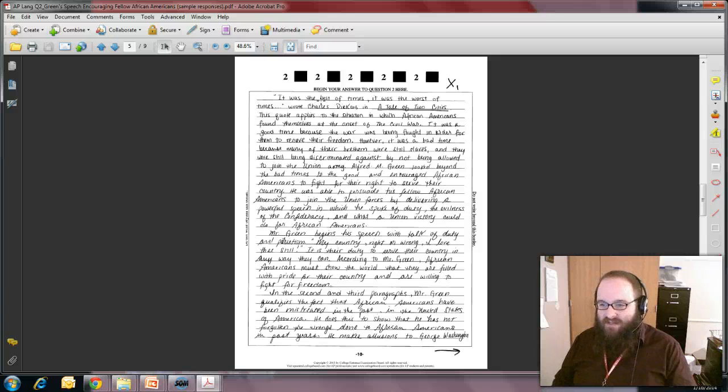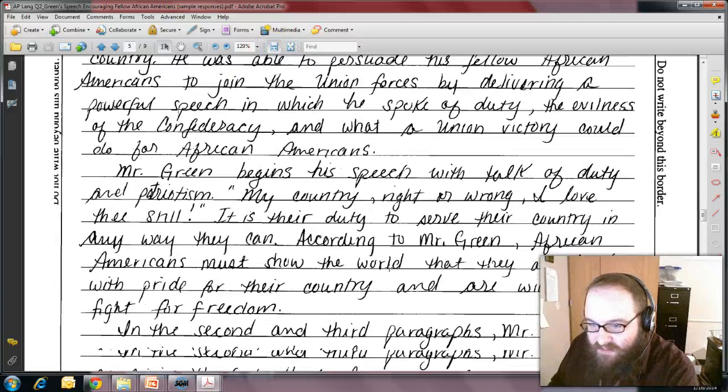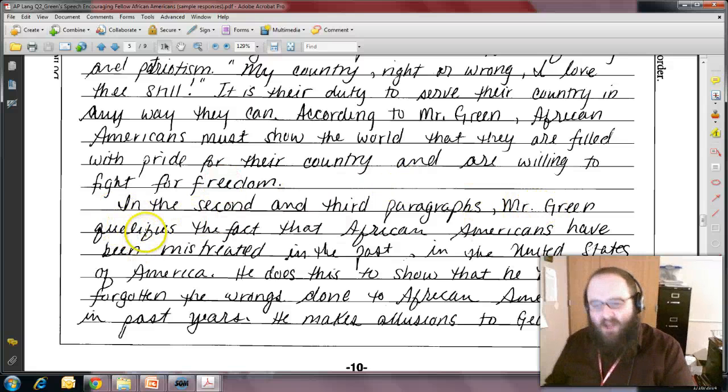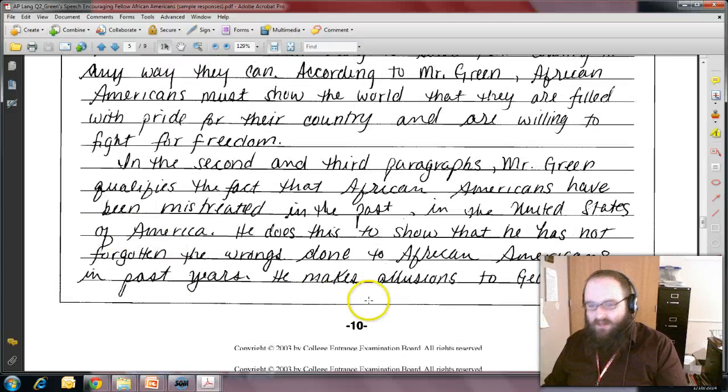Is this one better than a 6? Does this one demonstrate some level of fluency beyond just adequate? Yes, it does. There are elements in here that do demonstrate that it is actually an effective rhetorical analysis. Specifically, the student does demonstrate some precision in his or her writing here. In the second and third paragraphs, Mr. Green qualifies the fact that African Americans have been mistreated in the past in the United States of America. He does this to show that he has not forgotten the wrongs. Again, this student really could have helped themselves by referring specifically to what they're talking about, but this student understands concepts of qualification, those sorts of things.